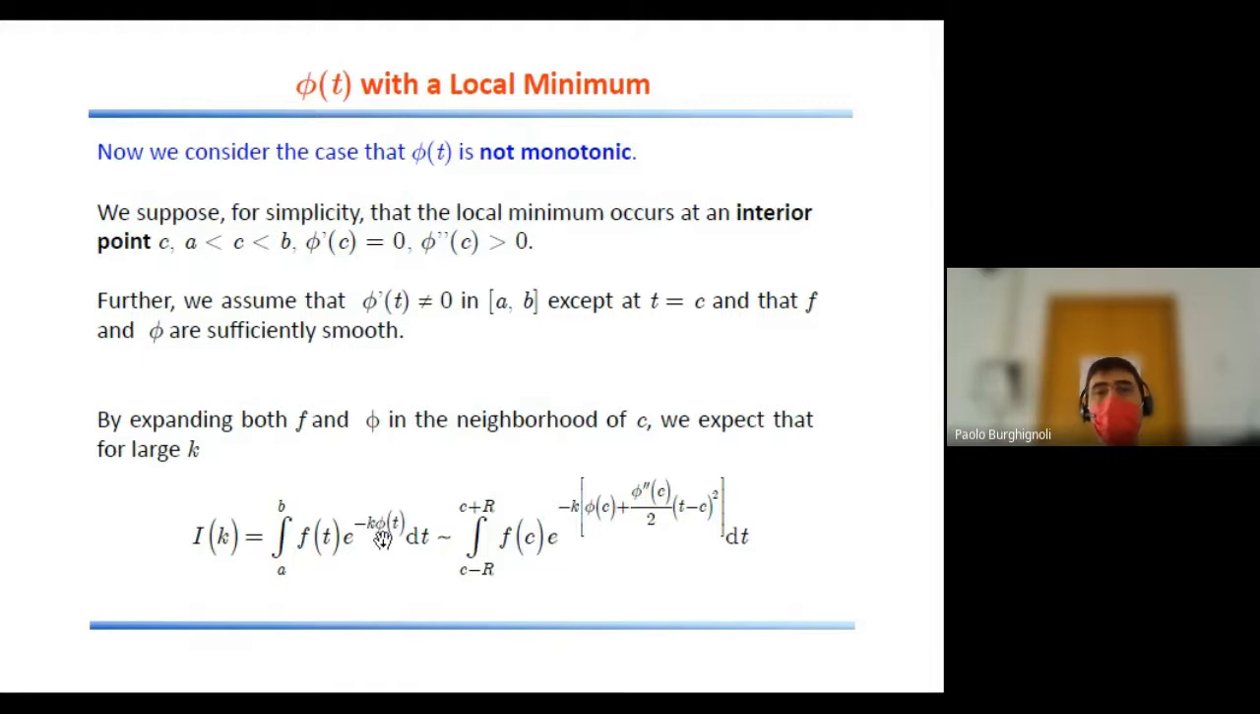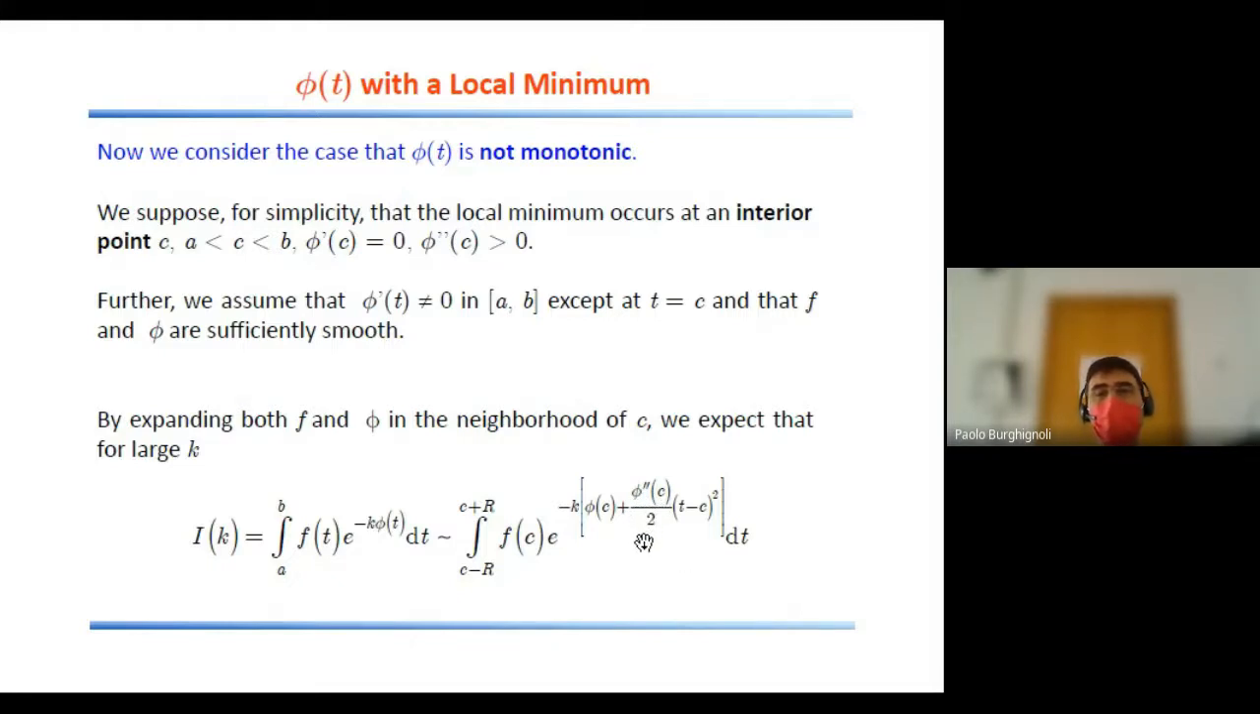And furthermore, we approximate the function phi in the exponent through its Taylor expansion truncated to the second order, which is the first non-zero order beyond the constant term phi of c, because our function phi, by assumption, has its first derivative equal to 0 at the point c. So the next term after the constant in the Taylor expansion is the second derivative evaluated at point c, divided by 2.